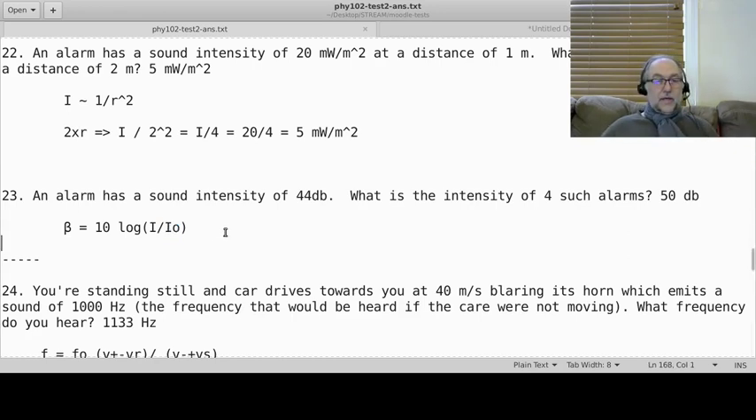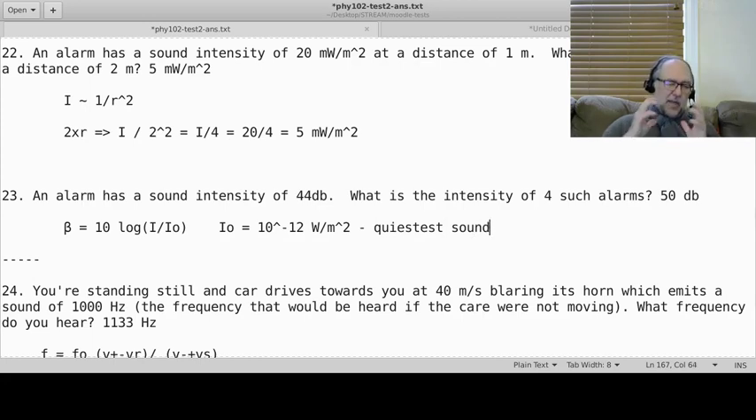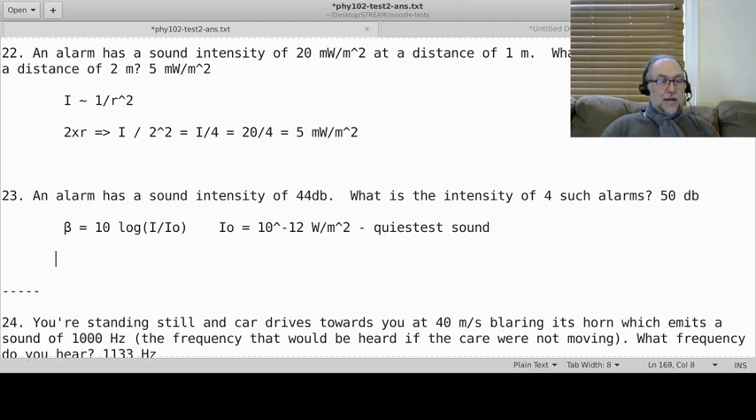But if you wanted it, usually for sound, this formula is actually applied to other signals too, not just sound signals. But for sound, people usually choose 10 to the minus 12 watts per meter squared, and that is the quietest sound that the human ear can hear. I mean, there are sounds quieter than that, but the quietest sound the human ear can hear is in the range of 10 to the minus 12 watts per meter squared. You won't need it in the problem, but I mentioned it in passing.